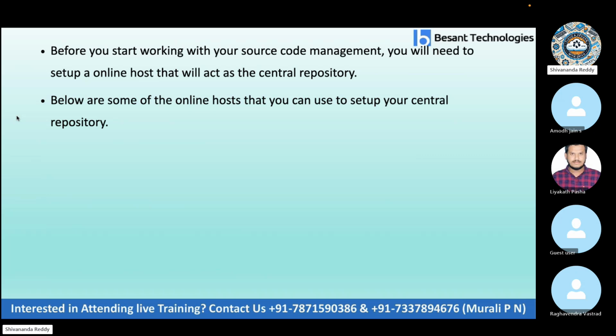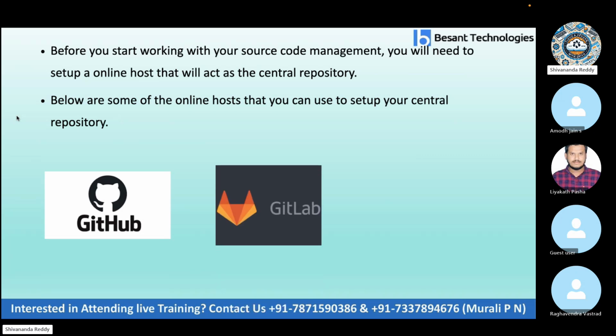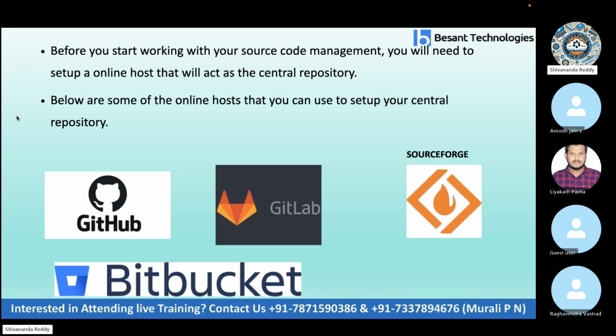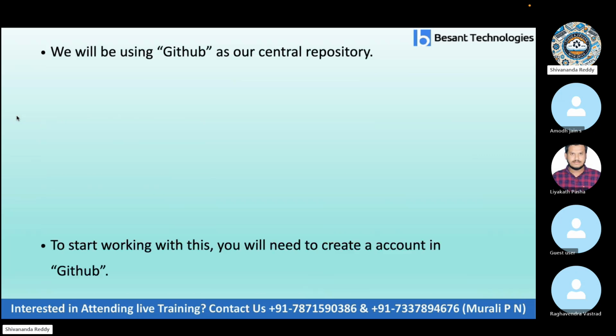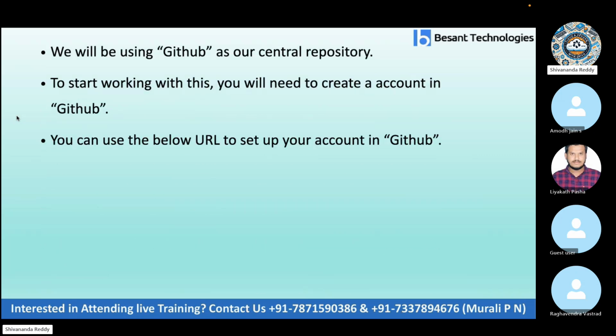Below are some of the online hosts that you can use to set up your central repository. GitHub, GitLab, SourceForge, Bitbucket, AWS CodeCommit. These are very popular tools available for setting up a central repository. But we are using Git, and we'll be using GitHub as a central repository. To start working with this, you need to create an account on GitHub. You can use the below URL to set up your GitHub account.